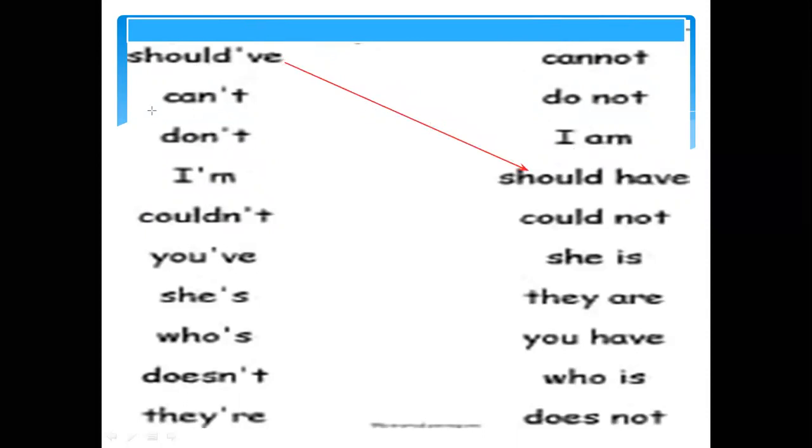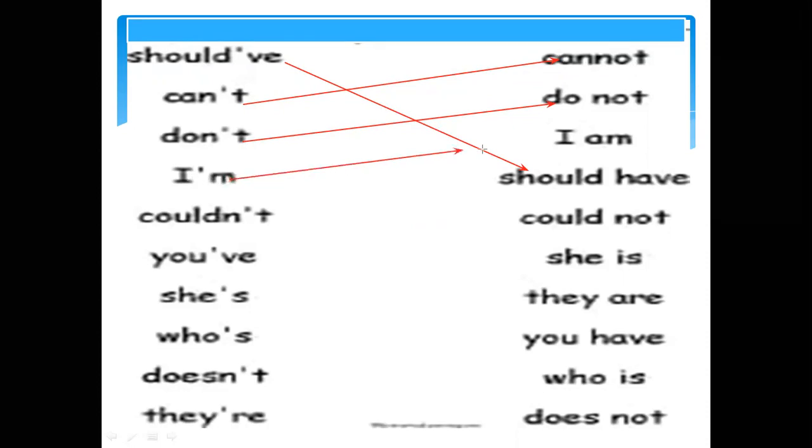Okay, now let's go to the next one. Can't is matching with cannot. Don't is matching with do not. So listen to the sound of don't. Don't is a short word. Do not is a long word. I'm is matching with I am.